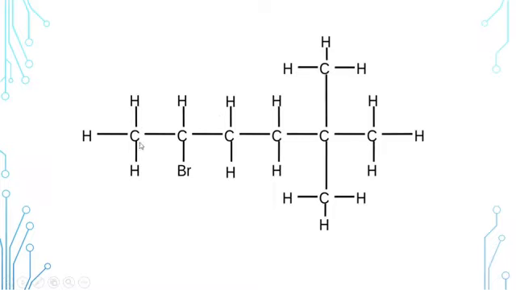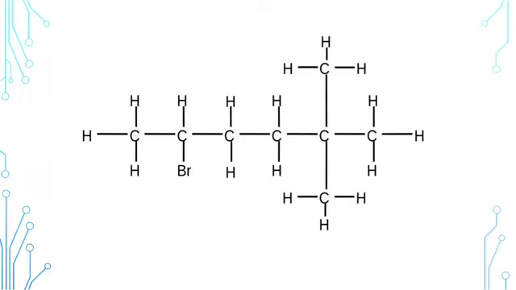When we count from this side, we have 1, 2. In carbon number 2, we have bromine. And then when we also count from this side, this is 1, 2. In carbon number 2, we have 2 methyl groups. Now, what is the rule when numbering this one? The rule is the alkyl groups will always have first preference over the halogens.